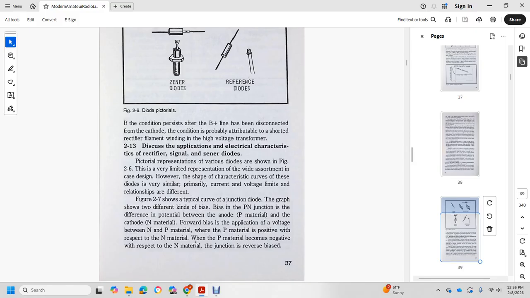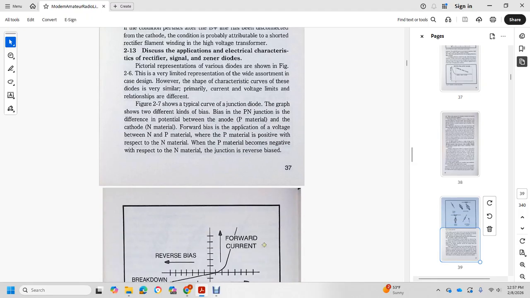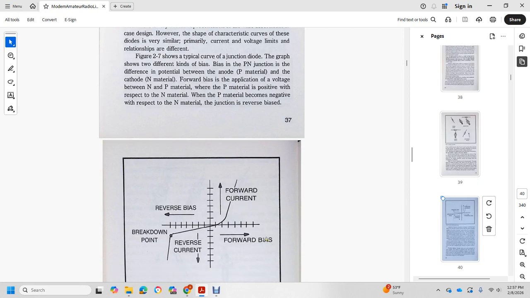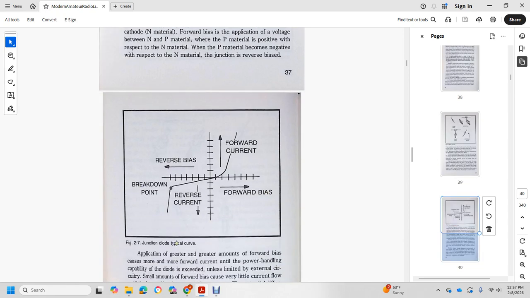It shows the two different kinds of bias. The bias of the positive-negative junction is the difference between the anode, the positive material, and the cathode, the negative material. Forward bias is the application of voltage where the anode material is positive with respect to the cathode material, which is negative. If the positive anode material becomes negative with respect to the cathode material, the junction is reverse biased. So we have forward current, forward bias, reverse current, and breakdown point.